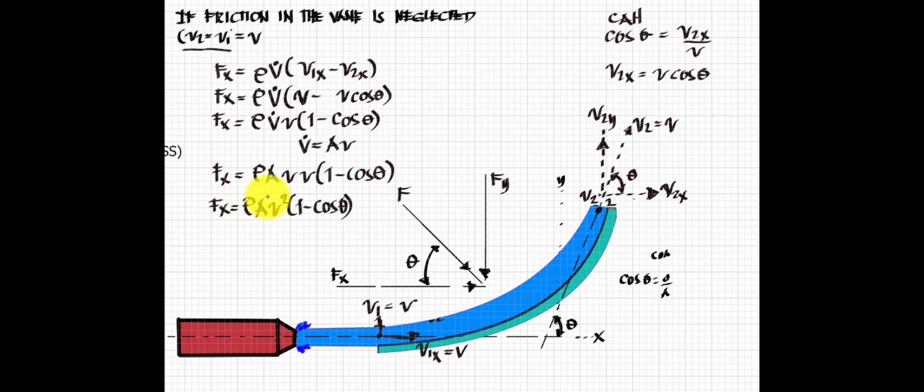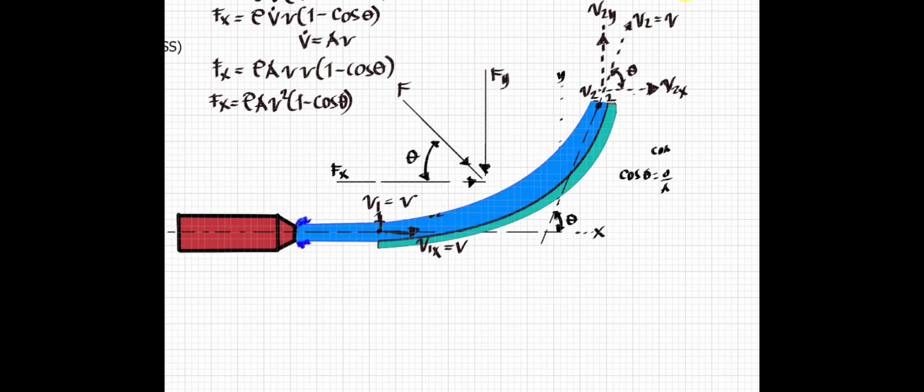Now let's go to the y-axis. What will be the reaction at F of y, the reaction along the y-axis? Again, I'll be writing here, so this will be Fy. Again, we have your density, volume flow rate, multiplied by the velocity 1 y component, then velocity 2, the y component.